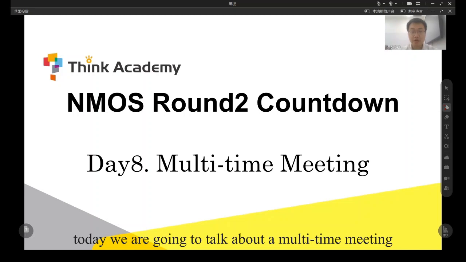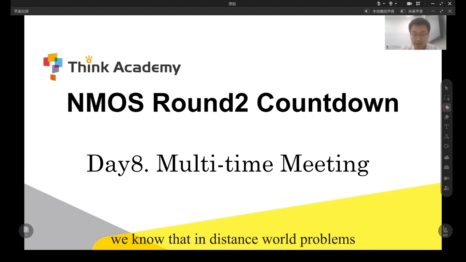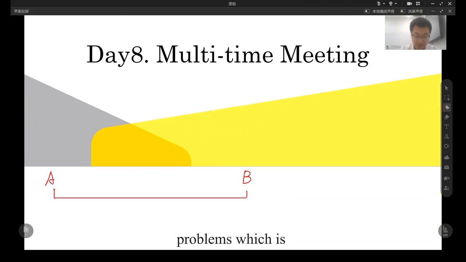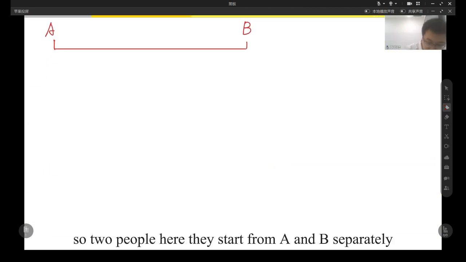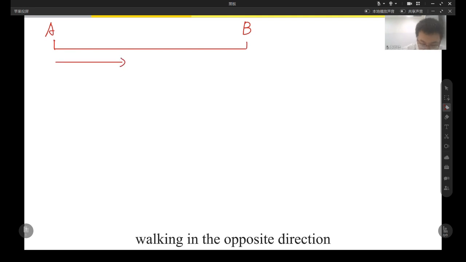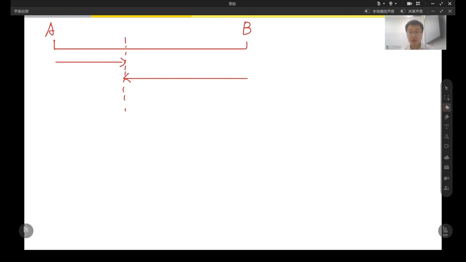Today we are going to talk about the multiple-time meeting, which is a distance word problem. We know that in distance word problems there are some meeting problems: there are two positions A and B, and two people start from A and B separately, walking in opposite directions, and they meet in the middle. This is what we call meeting.